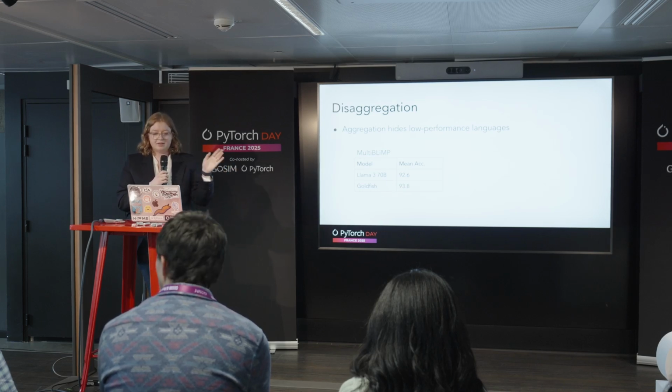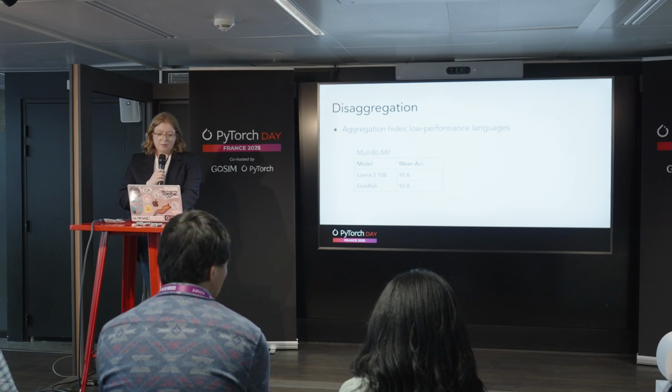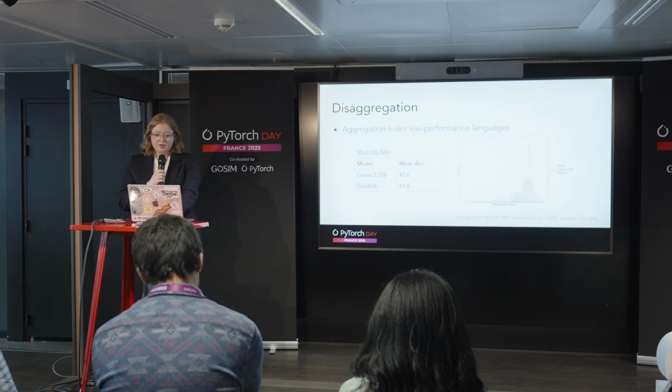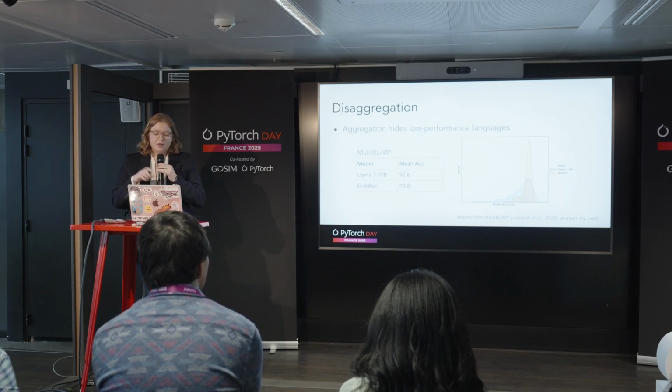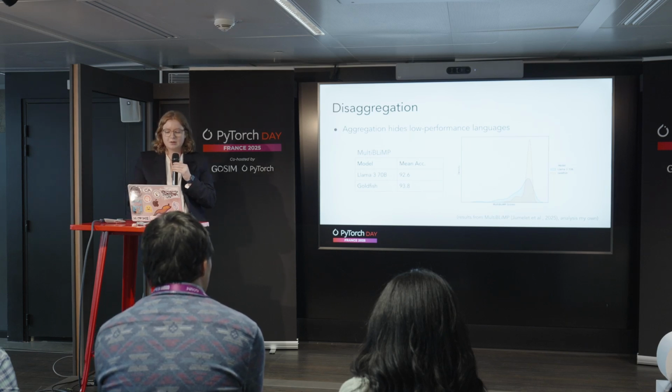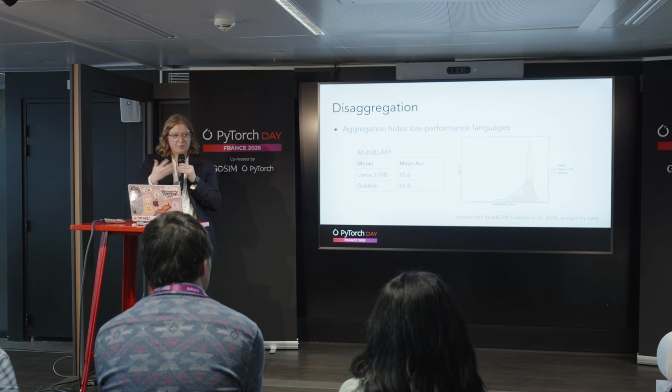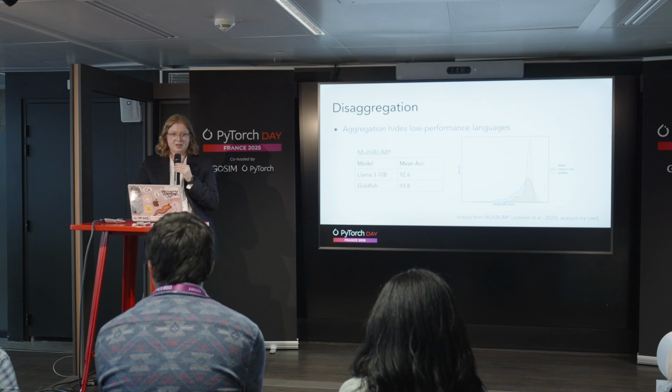Llama 7B and these Goldfish models. The mean accuracy is pretty similar, but if you look at the distribution of scores across the different languages, the Goldfish models have more consistent scores across languages, and Llama has more languages for which there are lower scores. So Llama has some languages it's not doing very well at, but you can't really see that just from the mean score. So it's important to look at these, understand the full distribution of the performance across all the languages, and report that as well.